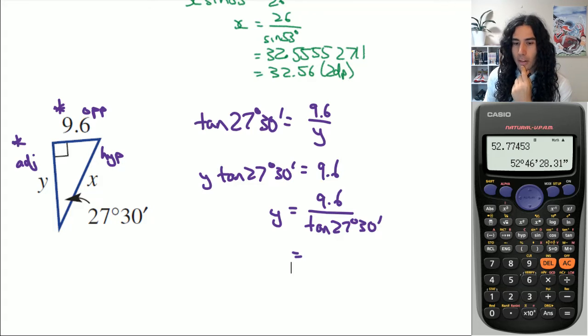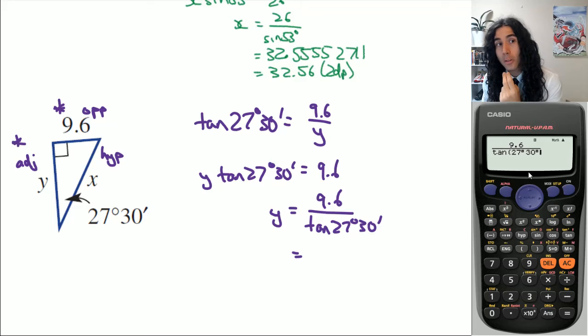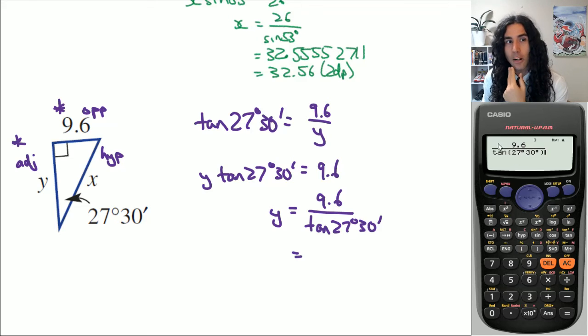Now, this is where the calculator comes in handy. We got 9.6. I'll use this one. Brackets of the tan. And it's 27, and I'm going to press that one. 30, and then press the same button again. I know it looks the same. It looks like 27 degrees, 30 degrees, but the calculator understands that's 27 degrees, 30 minutes. And close the brackets. Those brackets are useful there. We can see it's tan of that whole thing. And we got an answer. We found y.